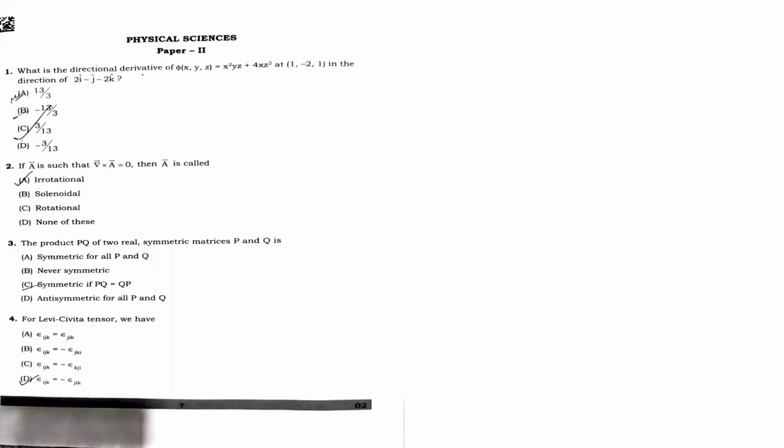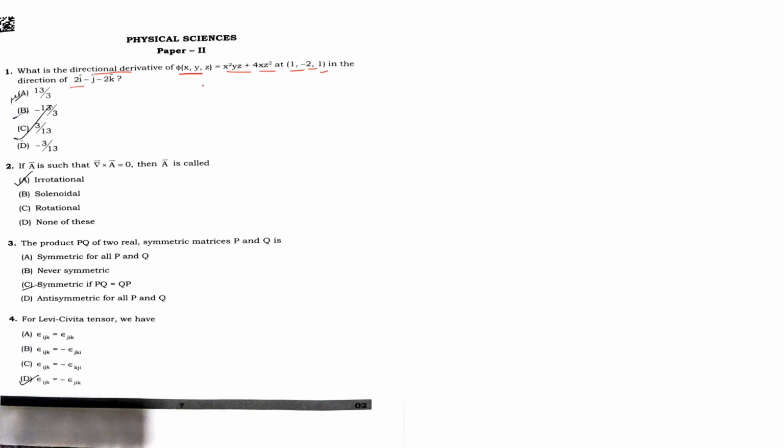Here the first question is, what is the directional derivative of phi as a function of x, y, z? It's given to us phi is equal to x square yz plus 4xz square at 1, minus 2, 1 in the direction of 2 i cap minus j cap minus 2 k cap. So this is quite a simple question.